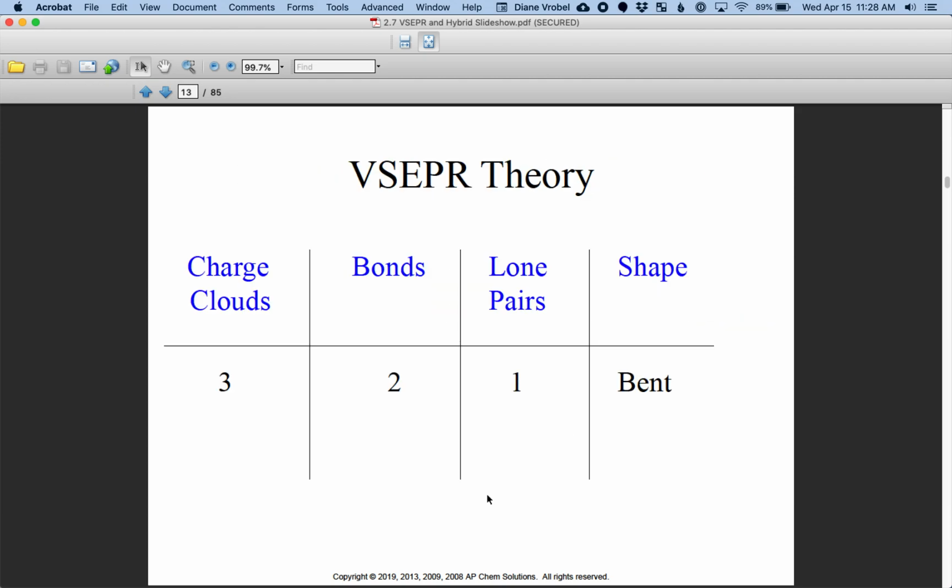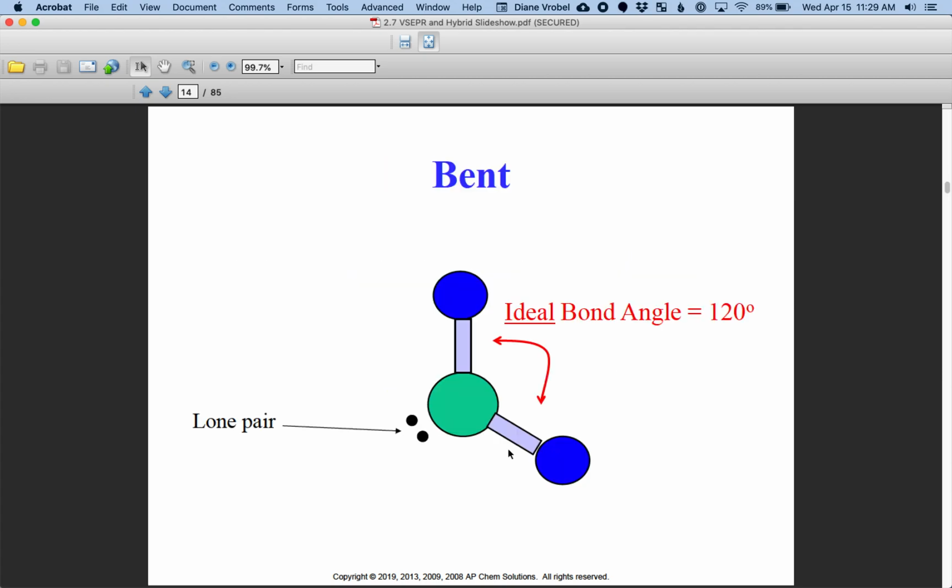We're going to say that it's bent instead, and that's because of the presence of the lone pair. So you have to pay attention to how many bonds there are and how many lone pairs. When we look at bent, it is 120. Notice that the lone pair occupies a position in space that forces the covalent bonds away from it, and as a result, we have a 120-degree bond angle. So trigonal planar and bent share the same bond angle, but they do not have the same name.